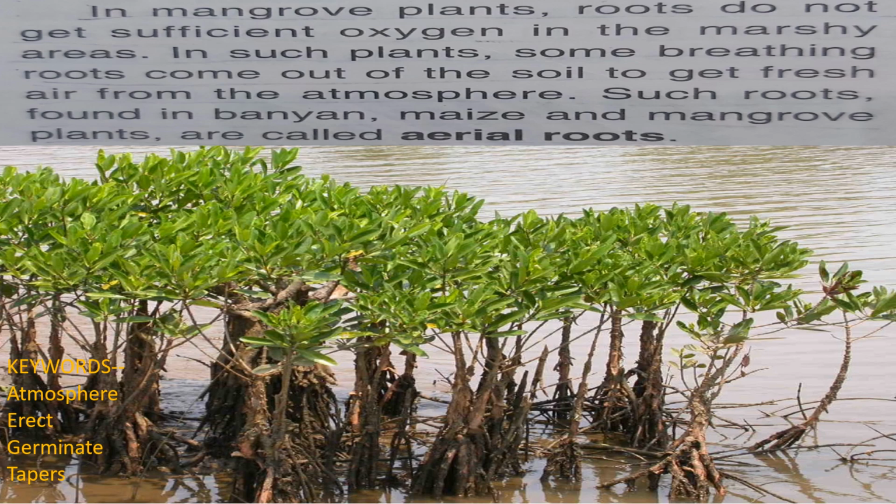So functions of root: one, absorption; number two, fixation. And special roots are found in special plants. So we have seen aerial roots and edible roots. Aerial roots, for example, banyan tree, maize plants and mangroves. Now keywords, students. See the downside of your slide, on your left side there are four keywords. Atmosphere, the air surrounding the earth. Erect means upright. Germinate means to grow a sprout, and tapering means narrow and directed towards a point.